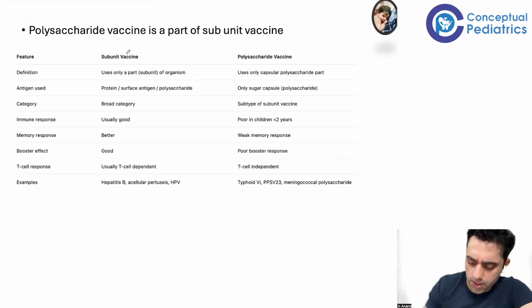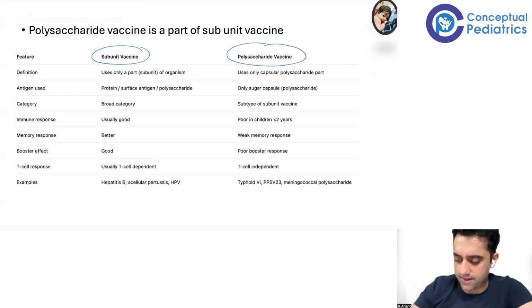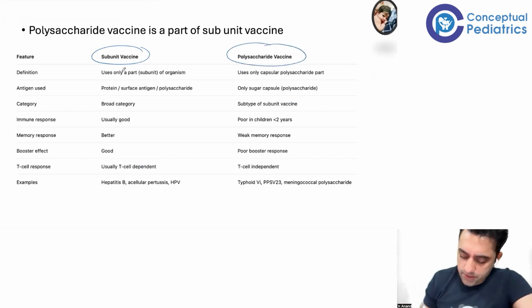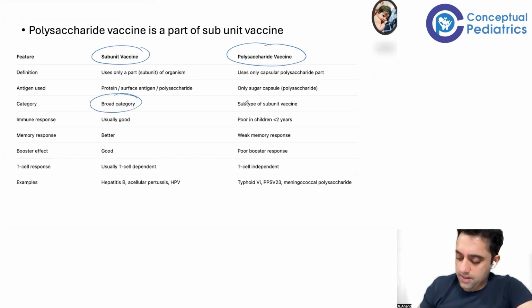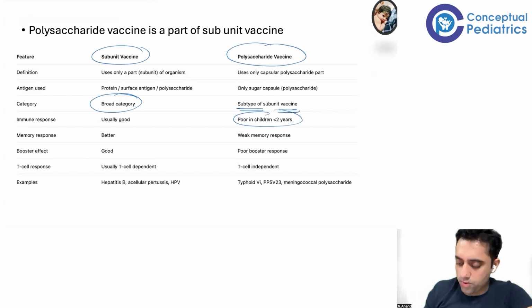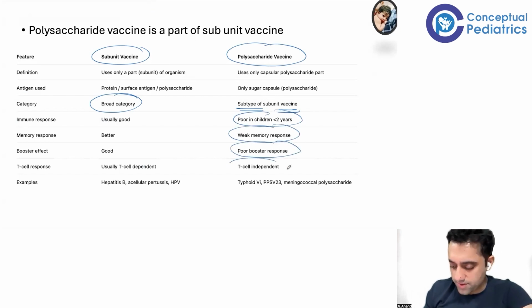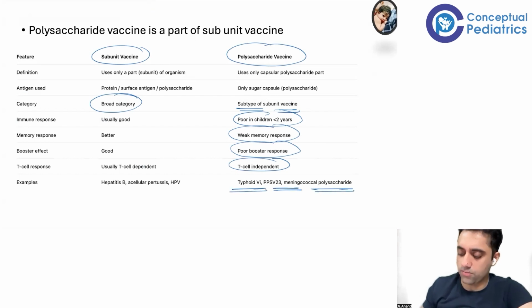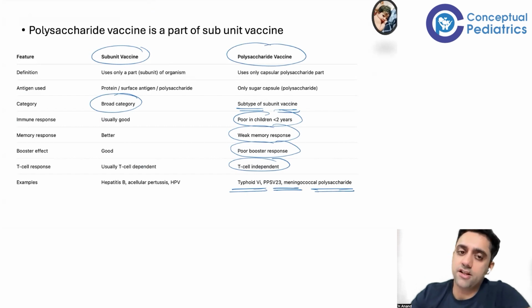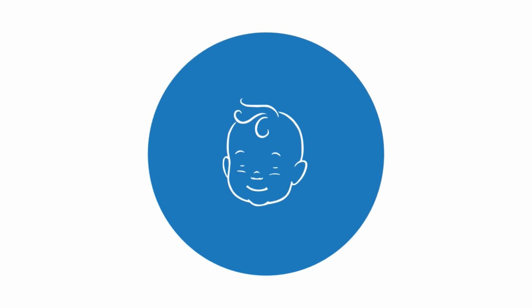So I told you regarding the subunit vaccine and polysaccharide vaccine. The subunit vaccine is a broad category, and a subtype of the subunit vaccine is the polysaccharide vaccine, which is poor in children less than 2 years, with weak immune response, poor booster response, and T cell independent. Examples: typhoid polysaccharide vaccine, meningococcal polysaccharide vaccine. The polysaccharide vaccines basically are not great in less than 2 years. That is the one line we can learn from this slide.